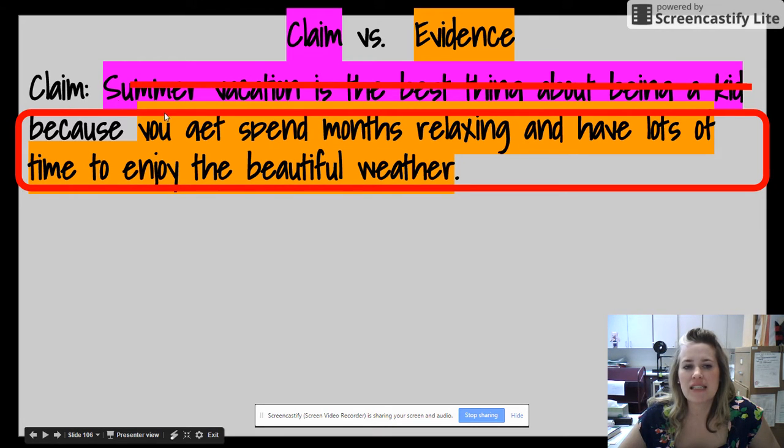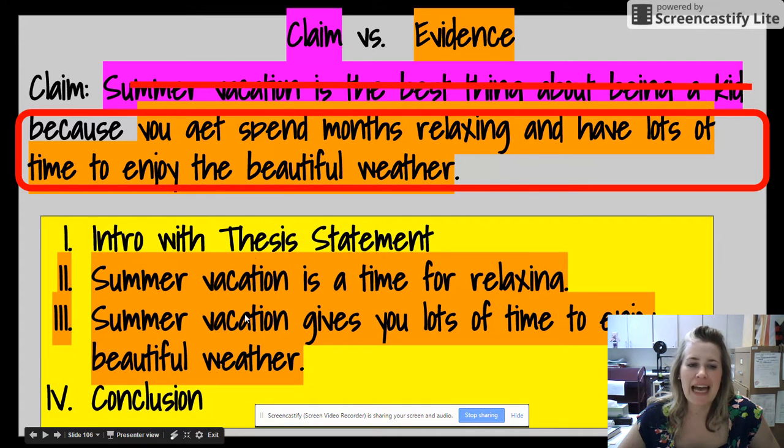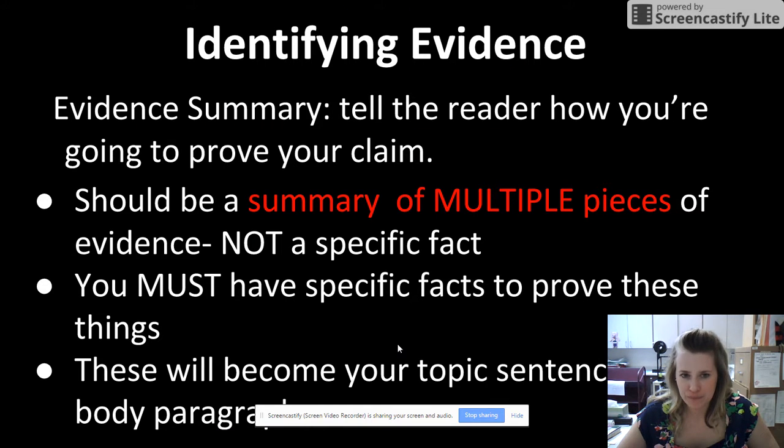So if this is our thesis, the claim is in pink. Now we're going to move on to identifying our categories of evidence that we are going to use to prove our claim. Remember those categories of evidence, those points that we're going to use to prove our claim, those are going to become the topic sentence for your body paragraph.